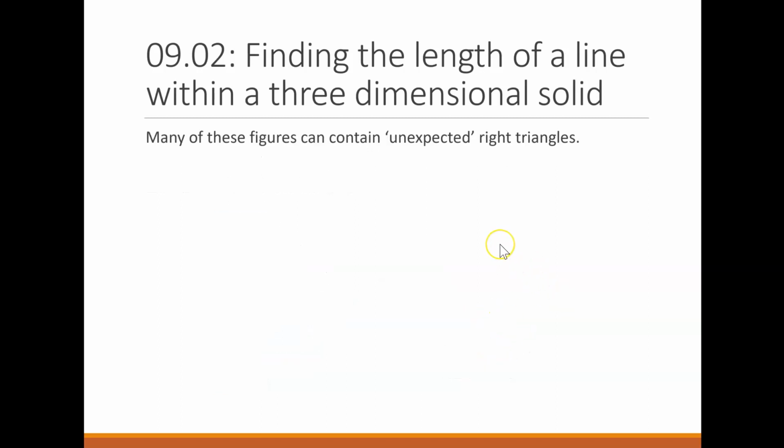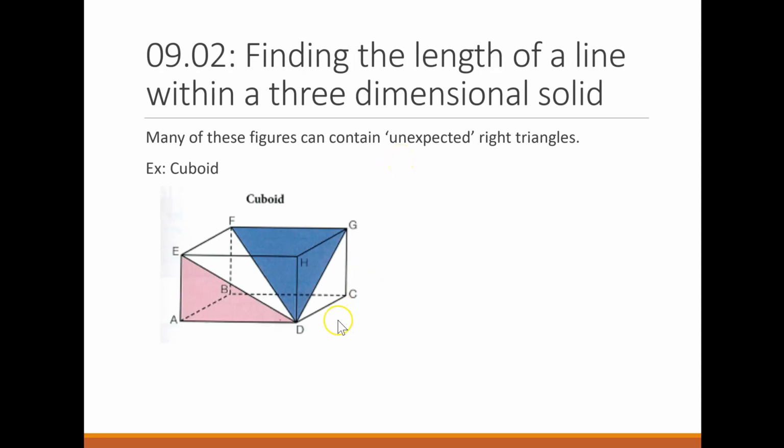Let's do a couple more. Sometimes some of these calculation triangles can be unexpected or a little bit difficult to see. For example, EAD, which is half of a side of this cuboid, is a right triangle. That's a good calculation triangle. That one should be easy to see.